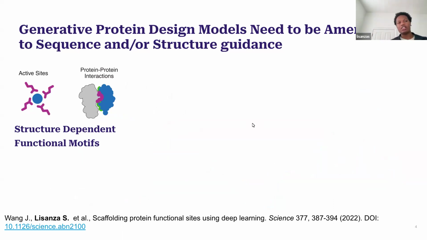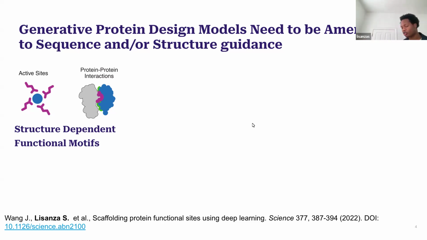So, for example, structure dependent functionality is the case where you have function defined by specific small functional motifs. For example, if you have an enzyme, that enzyme has an active site that catalyzes a given chemical reaction. That active site would be the structure dependent functional motif within that protein. In addition, say you have a protein that binds another protein. There we would define the structural functional motif as being the interface residues interacting with that protein's partner.